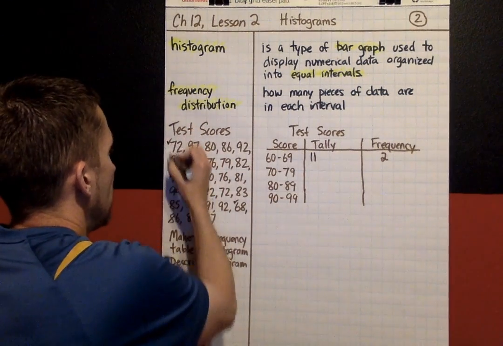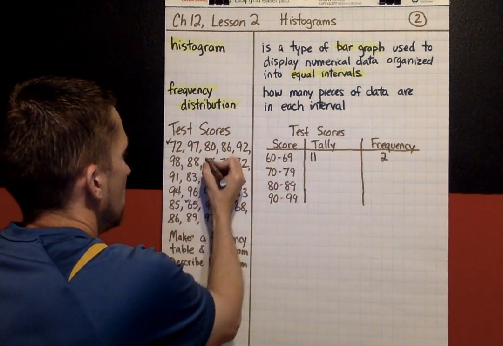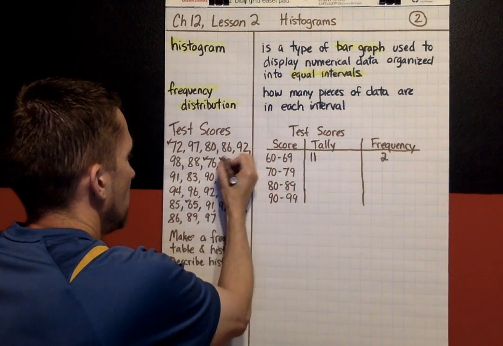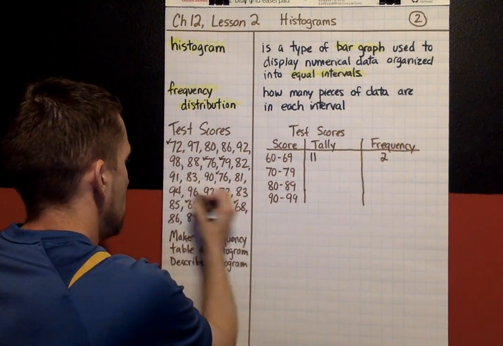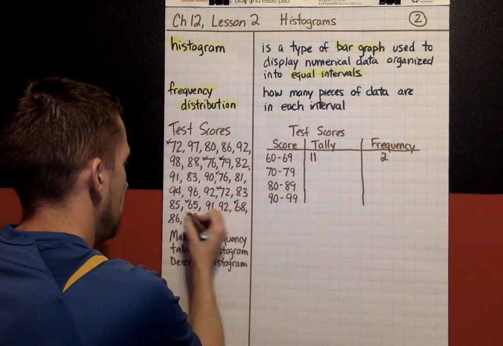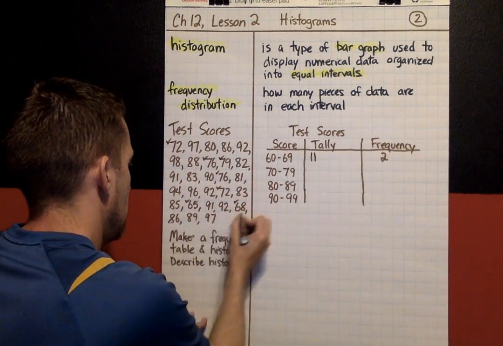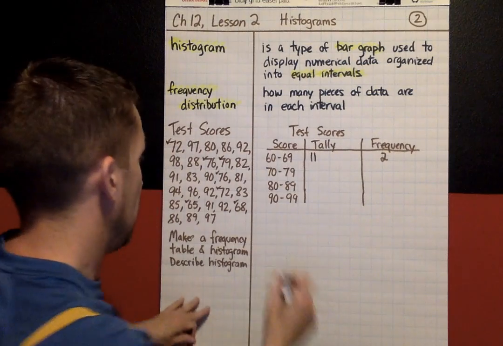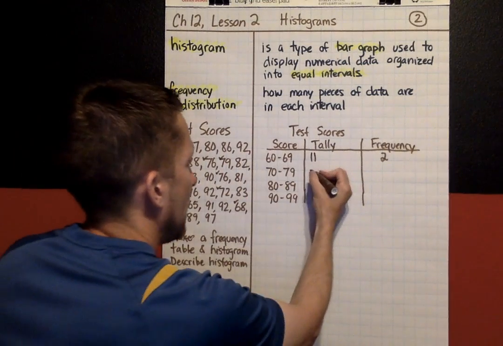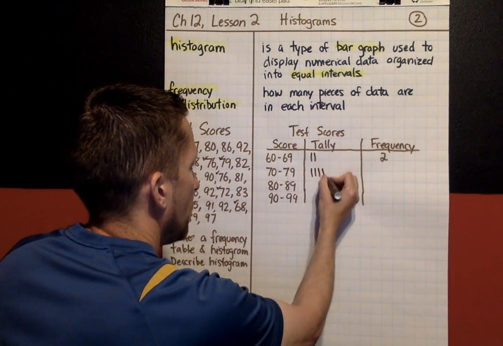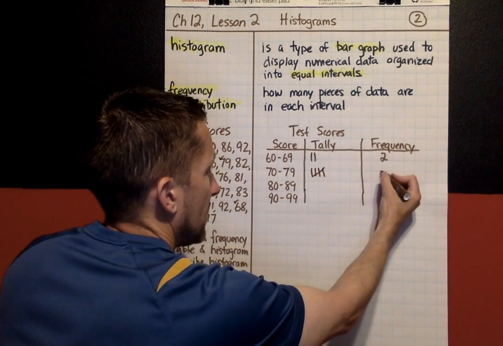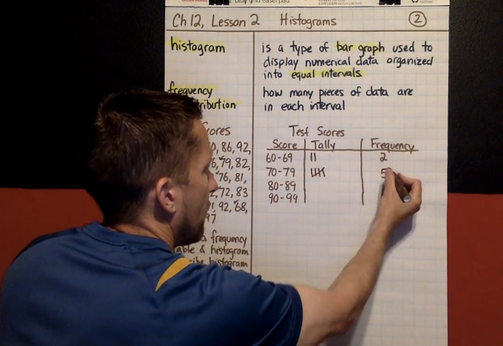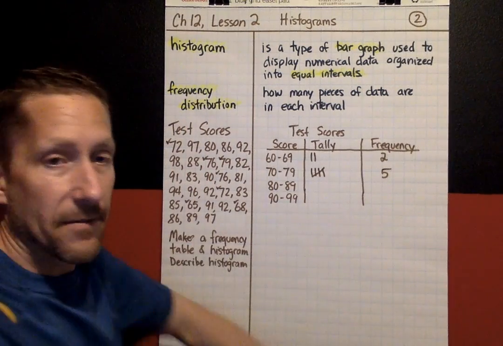So here's 1, 2, 3, 4, 5, and that looks like it. So 5, I'm going to tally 1, 2, 3, 4, 5. And how many scores were between 70 and 79? I had 5 scores between 70 and 79.